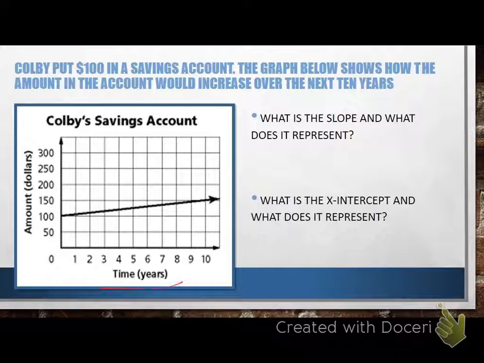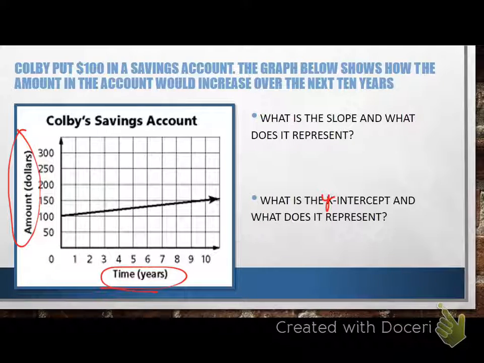So on the x-axis, we've got time. On the y-axis, we have the amount in the account in dollars. Now, first thing I'm going to do is change this second question. We're not going to find the x-intercept and talk about what it represents, at least not right now. We're going to find the y-intercept and talk about what it represents.